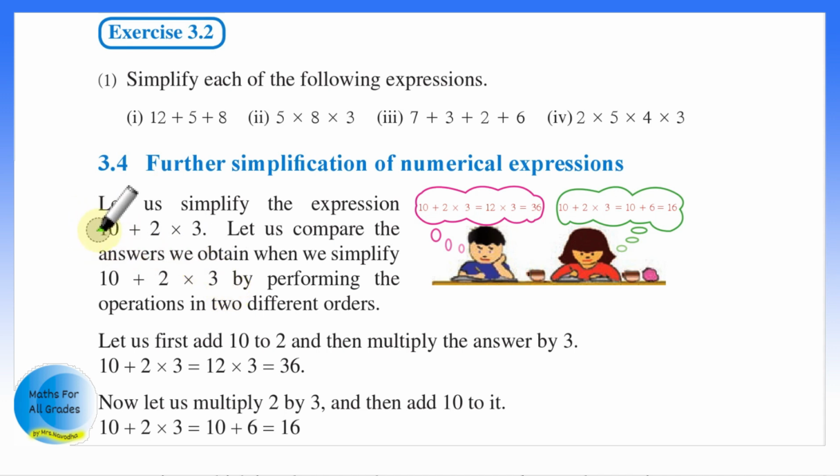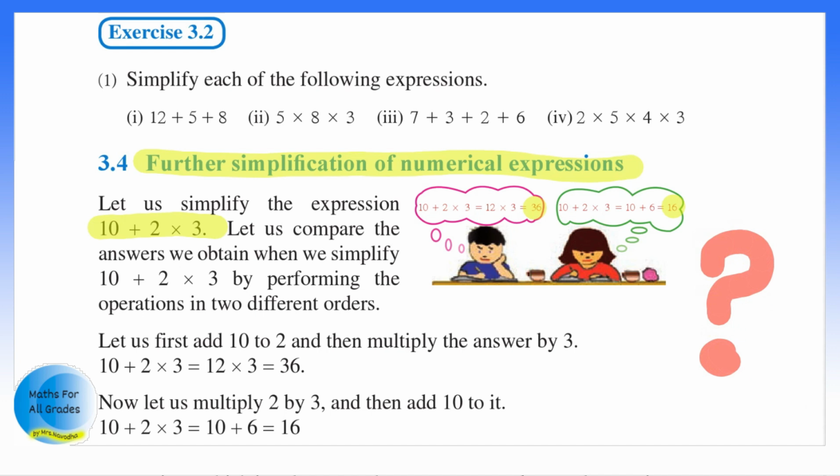In this section you are going to learn how to solve this type of problems. 10 plus 2 times 3. Here you can see different mathematical operations, addition and multiplication. Now these two students try to solve it. The same question, 10 plus 2 times 3, and he got 36 as his final answer while she got 16 as her final answer. Is it possible to get two answers for the same question? No, it's not possible. Then someone has done it wrong.